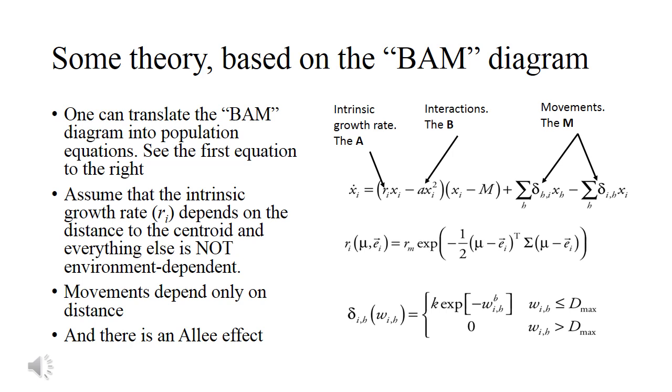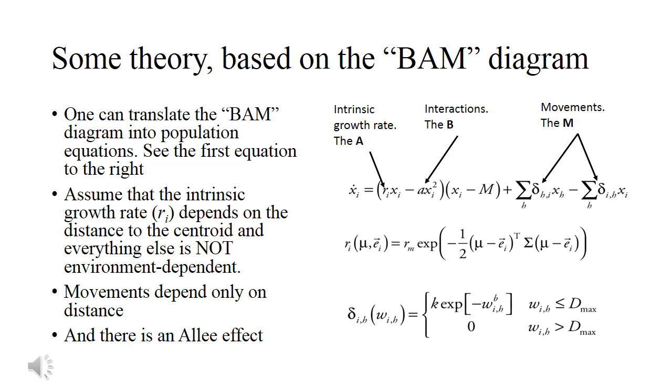in a more rigorous way, I'm going to use equations, and I am going to use a system of differential equations that correspond to the BAM diagram. You remember the BAM diagram, the Venn diagram that intersects, and the intersection of the three is where you find a population of an animal or a plant, and the three circles are the environmental niche, the interactions with other species, and the M circle, which means the movements. You can translate that into equations.